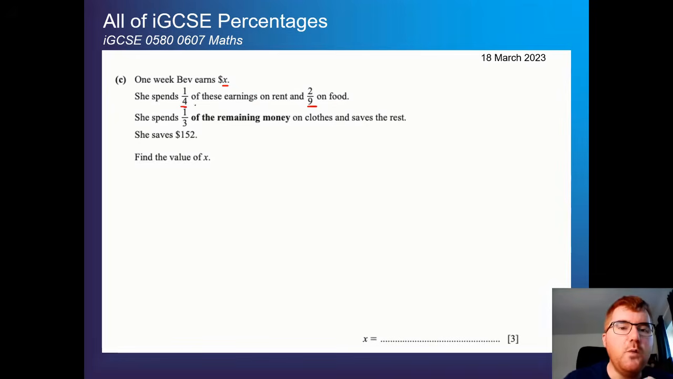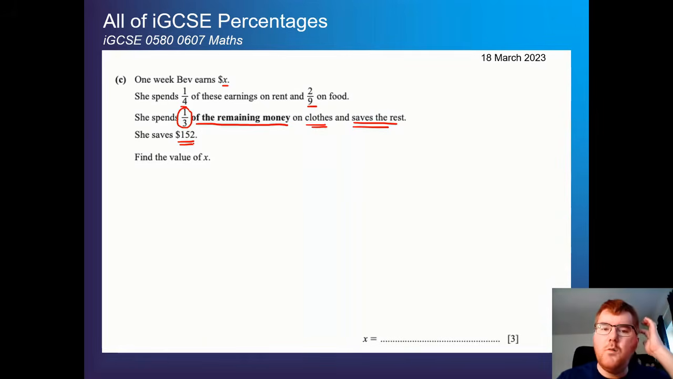And then she spends 1/3 of the remaining money. Now this is in bold, so whenever I see something in bold on the iGCSE question, I'm really going to pay attention to that. She spends that remaining money, or third of it, on clothes and then saves the rest. She saves $152, work out the value of X.